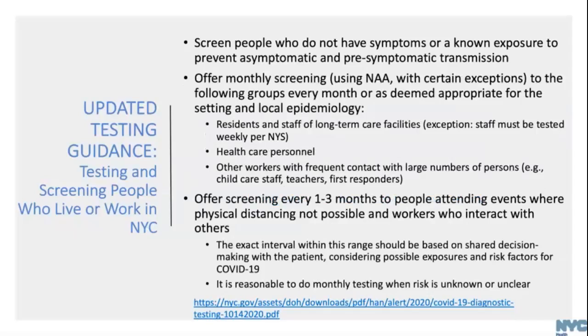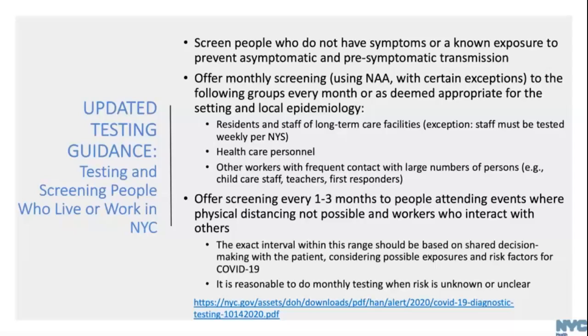Additionally, beyond the diagnostic testing, we think it's really important that we give some guidance around screening. So screening people who don't have symptoms or a known exposure is really designed to prevent asymptomatic and pre-symptomatic transmission. A positive test results in referral to our test and trace corps, which means that we provide resources for individuals to stay either isolated or quarantined depending on their circumstance. The current guidance is to offer monthly screening using nucleic acid tests, with certain exceptions, to the following groups every month or as deemed appropriate for their setting and local epidemiology.